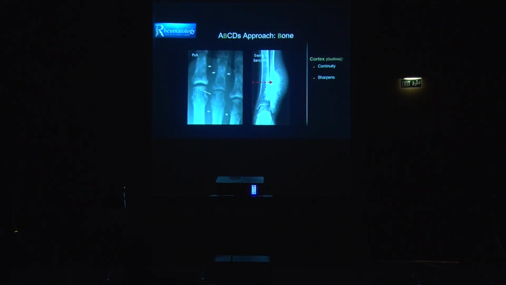Right, and this is another example of periosteal reaction. Again, this is not benign because it's not solid, and this is a Ewing sarcoma.